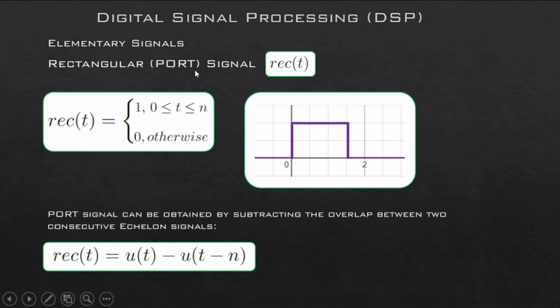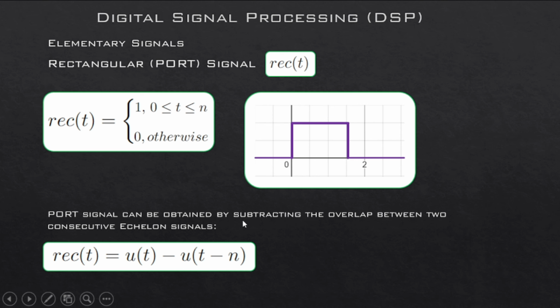So then you have the rectangular port signal, or signal port, which is represented by rect. Actually, rect is equal to 1 when t is between two values. It's also called a window function. So when t is between 0 and n, of course 0 and n being included, it has a value of 1, or 0 otherwise, meaning that outside of that interval it has a 0 value.